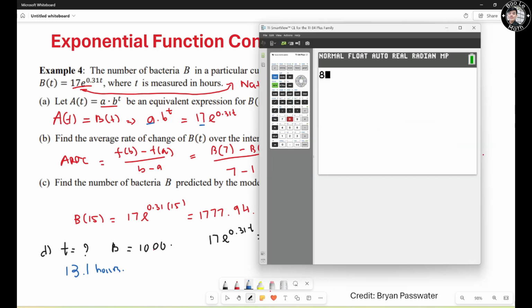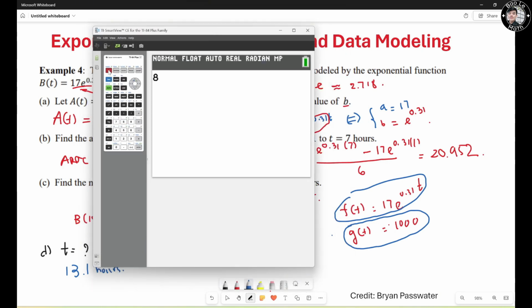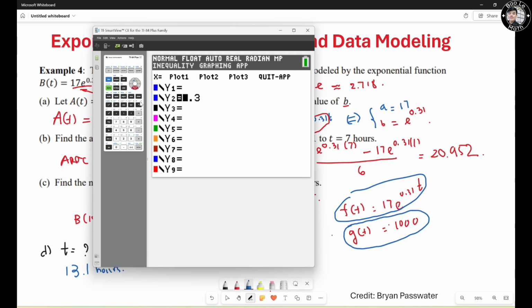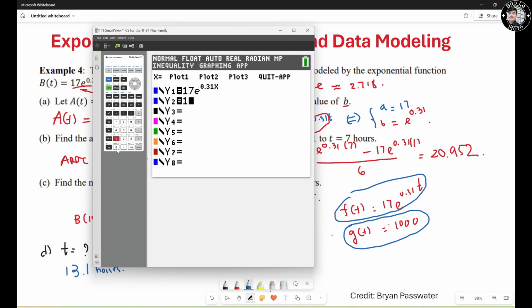Now, what if we use a TI-84 Plus C calculator? So we hit Y equals. Now I need to clear this one. Alright, so I input 17 times e. E is going to be right here, so I hit second, e to the s right here, and I input 0.31 s. Alright, for the second equation right here, I need to input 1000. And I just hit graph.